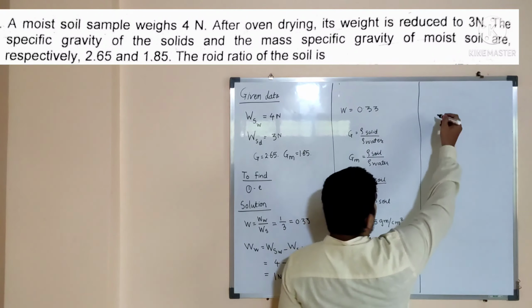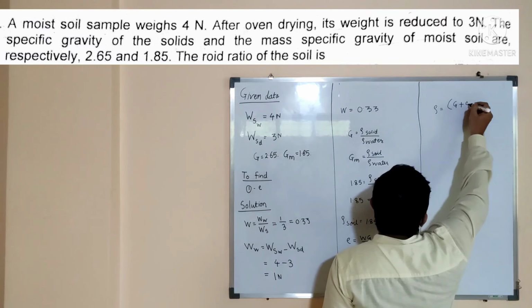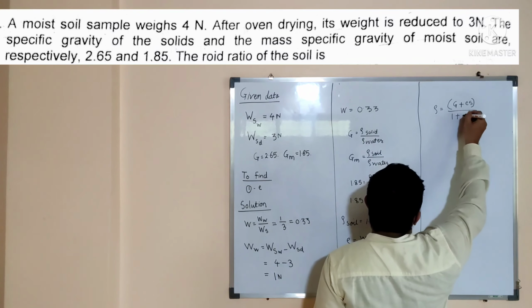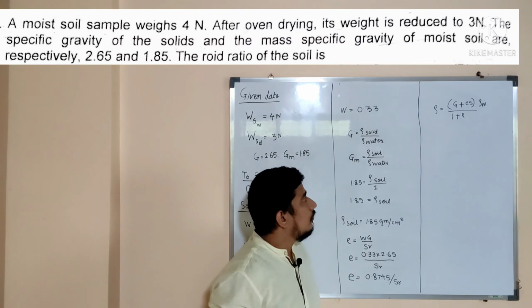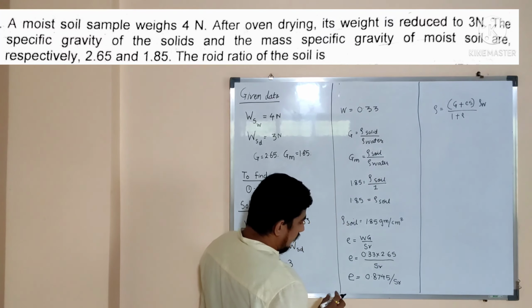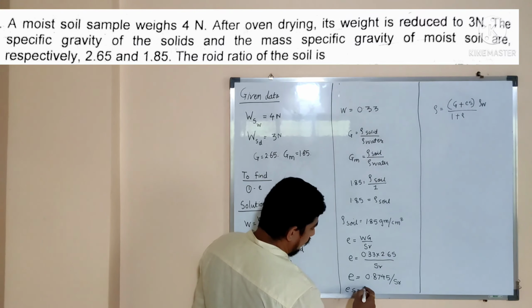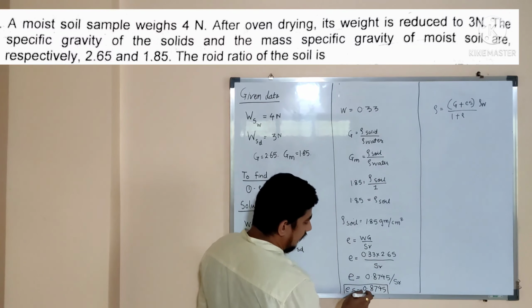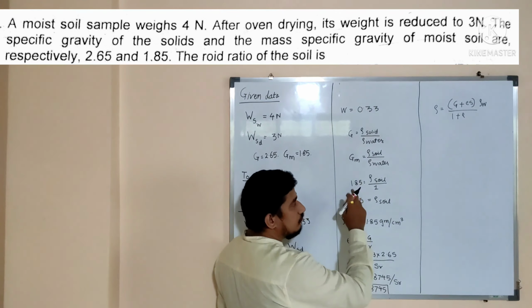Now rho is equal to (G plus eS) upon (1 plus e) into rho w. Okay, this is the formula. So eS is equal to 0.8745. We can get this from the solution of this. So rho is known to us, that is 1.85 gram.